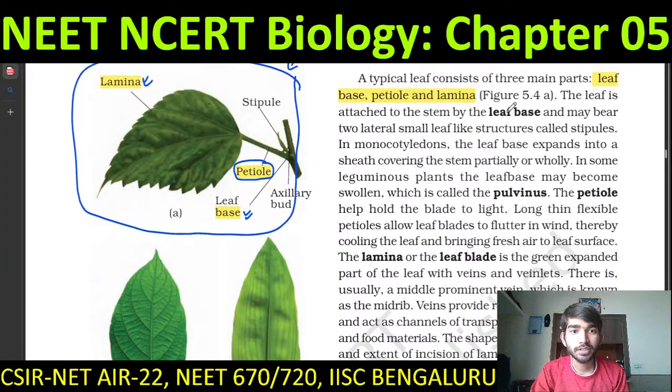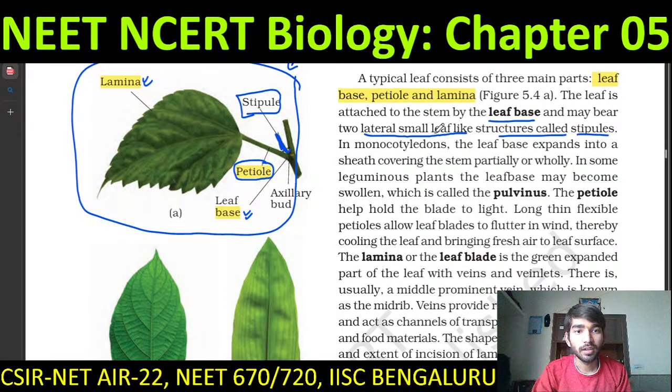The leaf is attached to the stem by the leaf base and may bear two lateral small leaf-like structures called stipules. So it may have these outgrowths, and these are called stipules. This is also a good question that can be asked directly. What are the small leaf-like structures called at the base of the leaf? It is easy to answer if you know this. It is called a stipule.